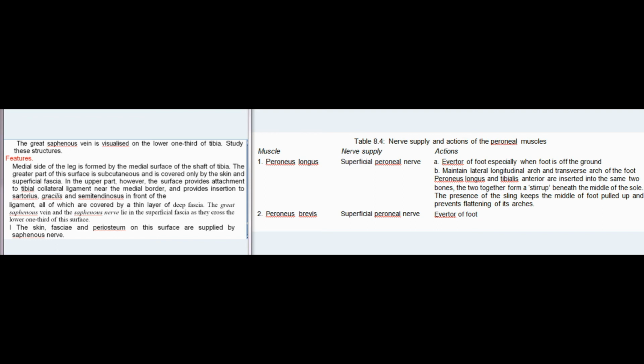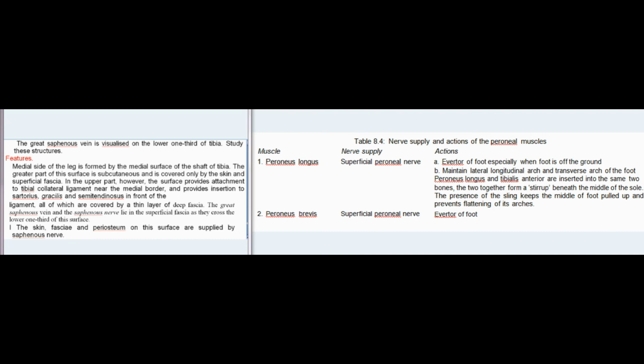Features. The medial side of the leg is formed by the medial surface of the shaft of the tibia. The greater part of this surface is subcutaneous and is covered only by the skin and superficial fascia. In the upper part, however, the surface provides attachment to the tibial collateral ligament near the medial border, and provides insertion to sartorius, gracilis and semitendinosus in front of the ligament, all of which are covered by a thin layer of deep fascia.